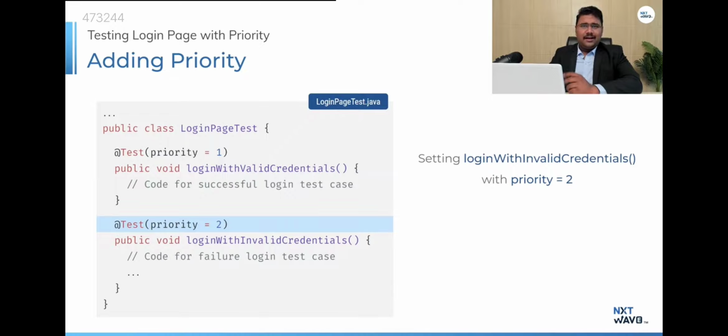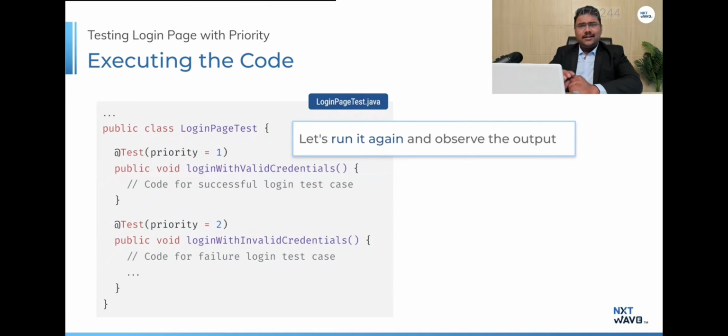And here we are setting the priority as 2 for the failure login test case, which is the invalid credentials part. Now when we run this, we should be able to see that the valid credentials test case would be executed first, because the logic is lower number will be executed first. Right? Let's give it a try.